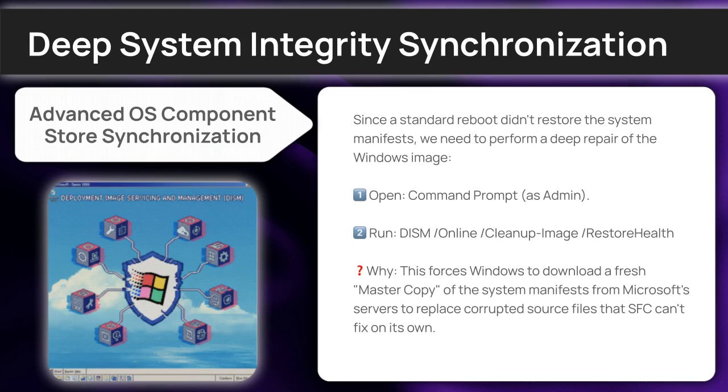First, open command prompt as admin. Second, you're going to type DISM /online /cleanup-image /restorehealth, then hit enter. Why are we doing this? Well, this forces Windows to download a fresh master copy of the system manifests from Microsoft servers to replace corrupted source files that SFC can't fix on its own.